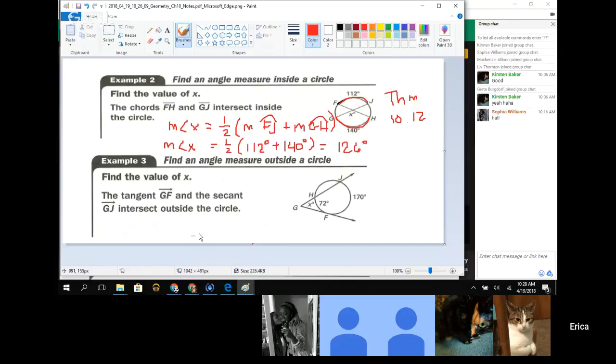All right, example number 3. Find the value of x. So now we actually have an angle that's outside the circle. X is outside the circle. We have a tangent GF and a secant GJ that form this angle. So now we definitely want to switch gears and use theorem 10.13.